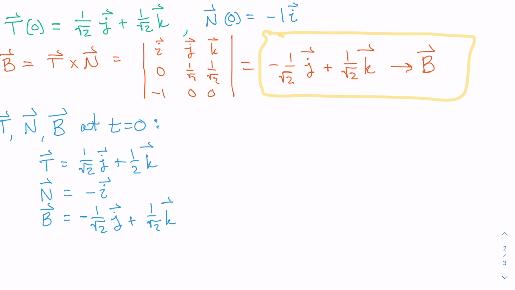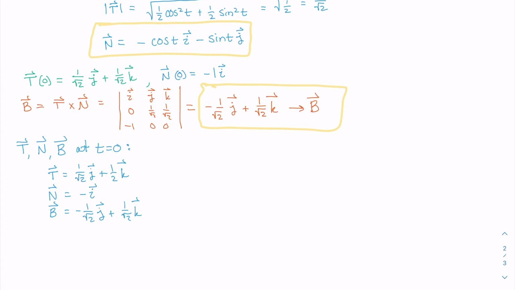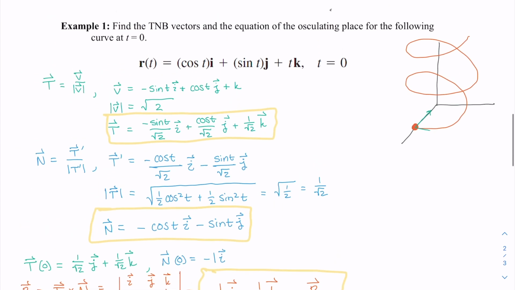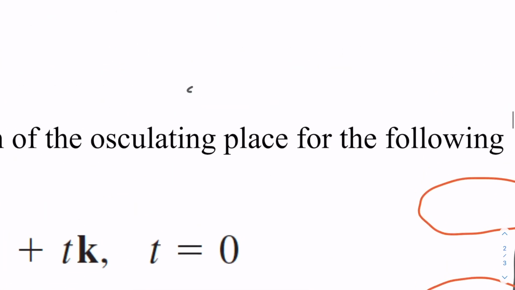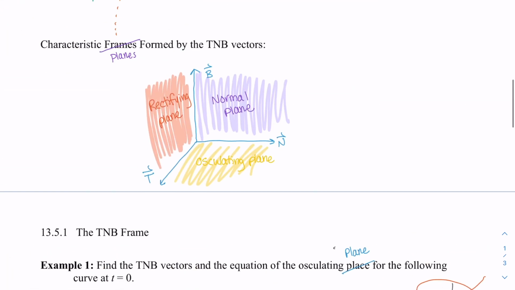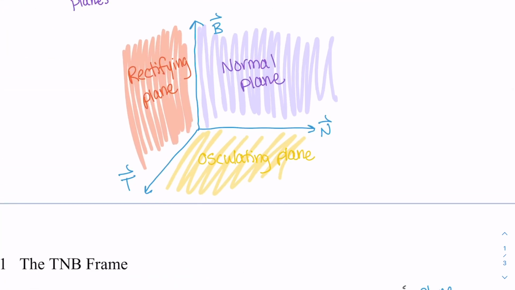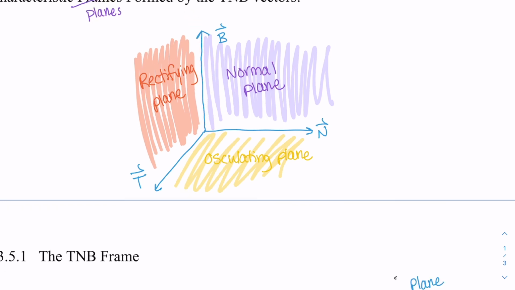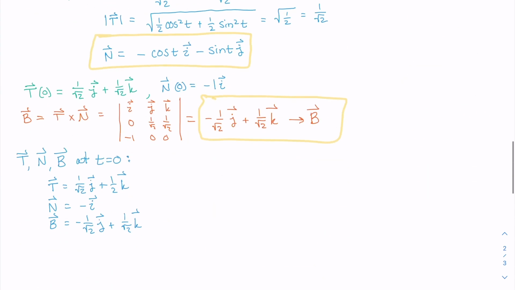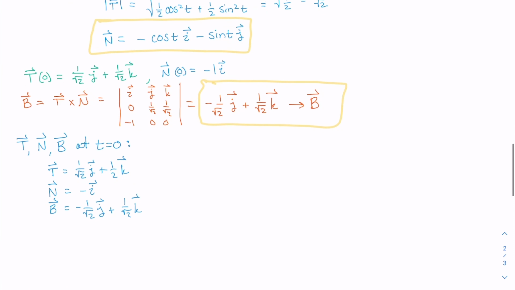And now the last question we're asked is to find the equation of the osculating plane. Look, there's so many mistakes in this worksheet. All right, the osculating plane. The osculating plane is the plane that contains the t and n vectors and uses the unit binormal vector as its normal vector. So to write the osculating plane, I'll do that over here.